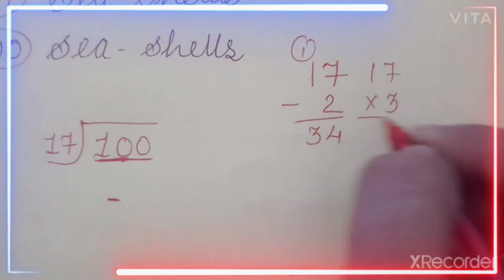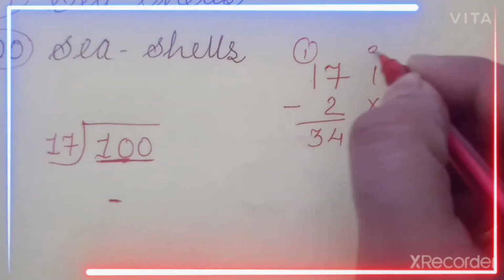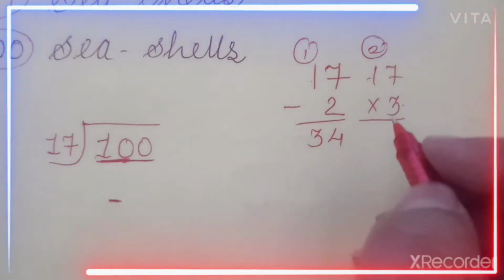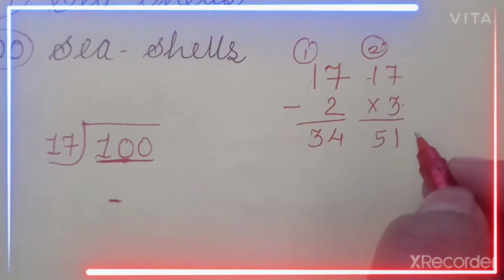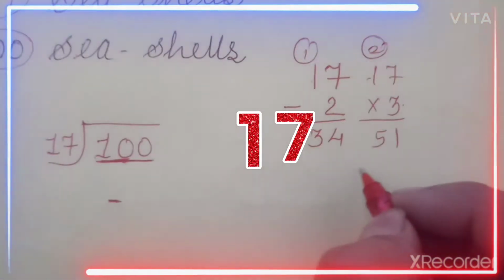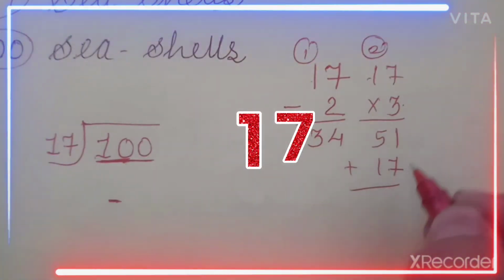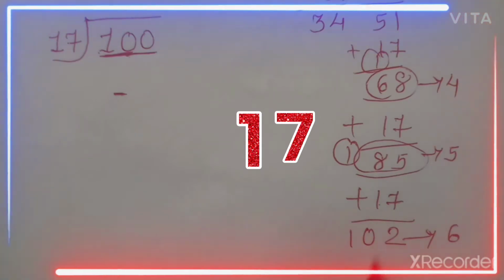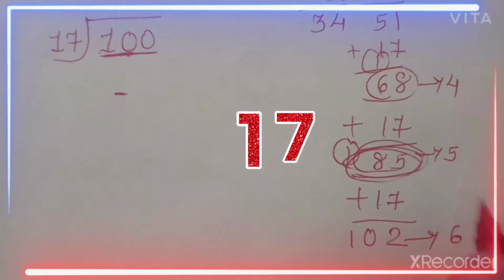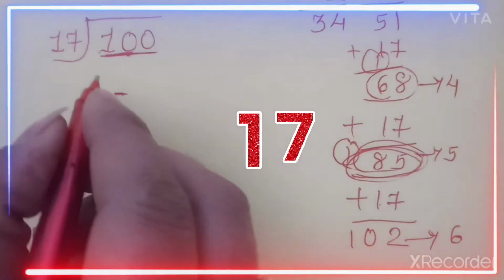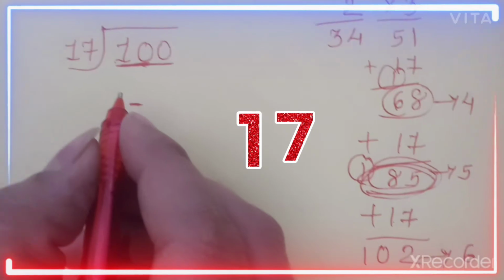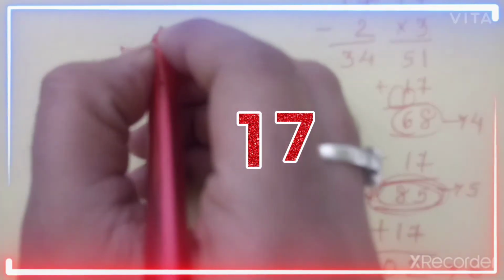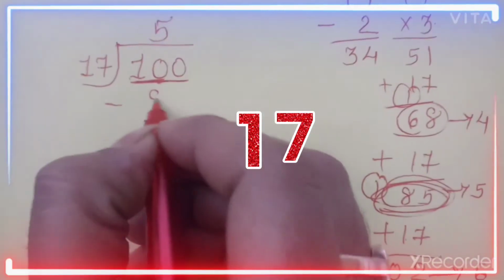17 into 3, 7 into 3, 21, 1 into 3, 3 plus 2, 51. Now the simple idea is just add 17 here. 7 plus 1, 8, 5 plus 1, 6. So this is 17 into 6, it's 102. So we have to take the smaller number because 102 is greater than 100. So let's take 17 into 5, it's 85.